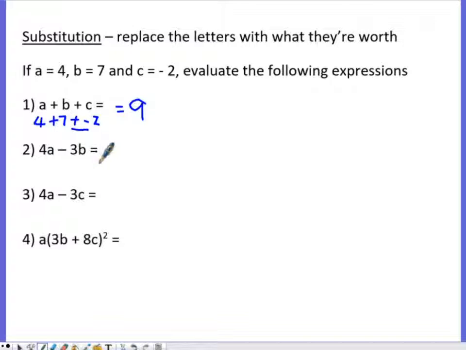In the second example, you need to be careful. 4a means 4 times a. A is also 4, so what this becomes is 4 times 4. Take away 3b. Now 3b means 3 times b. b is 7, so it's 3 times 7. What you end up with is 4 times 4, which is 16. Take away 3 times 7, which is 21. And 16 take 21 is minus 5.